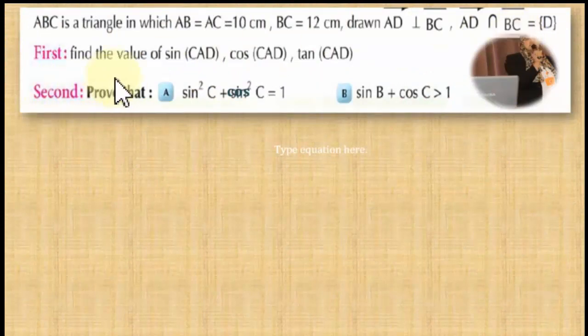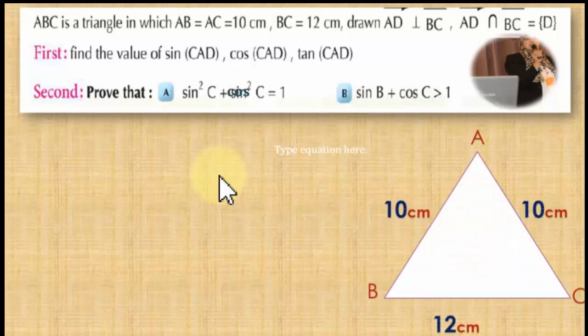Now ABC is a triangle in which AB equals AC equals 10 centimeter. And also we have BC equals 12 centimeter. Draw the line segment AD perpendicular on BC. The line segment AD intersects with the line segment BC at point D. At first, find the value of the sine angle CAD, find the value of the cosine angle CAD, and find the value of the tan angle CAD.